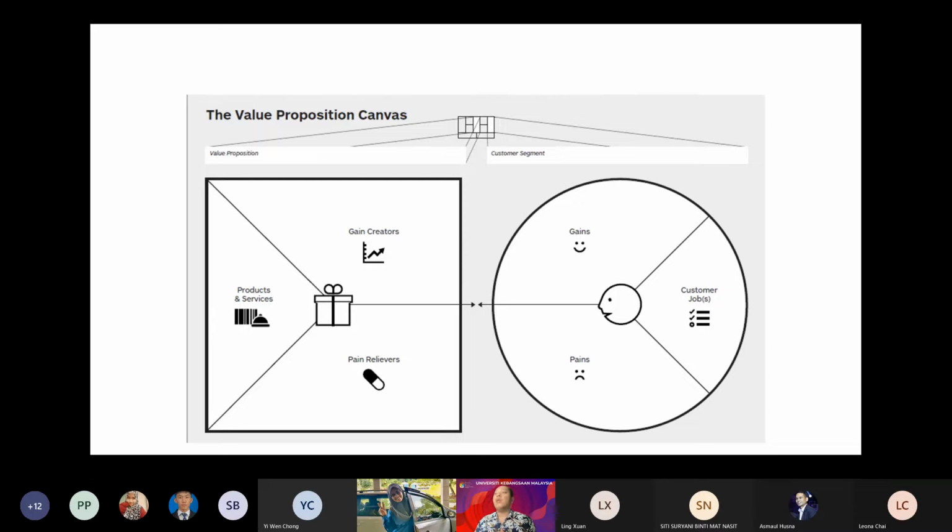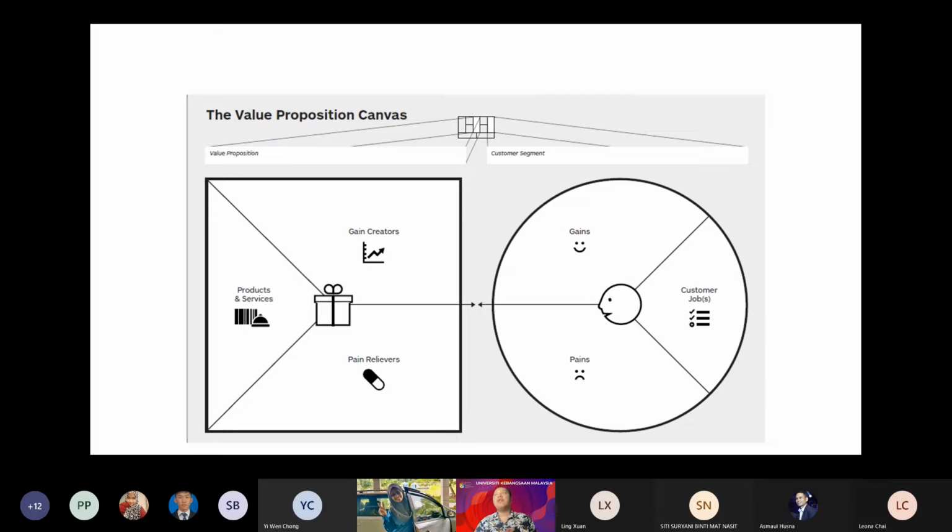Okay, and then what is the problem, what makes them worry so much? That is the pains. And then what they are expecting to have, to ease the pain and everything, or maybe their ideal world. This is what we want to achieve. This is all about the customer: the customer has that behavior, the customer is worried about something, and the customer expects to have this and that.